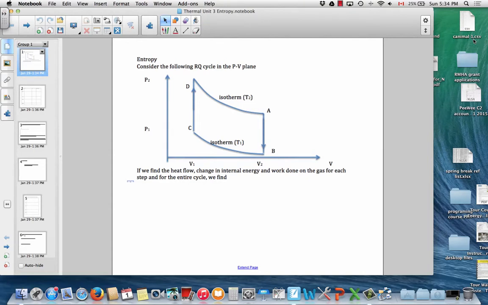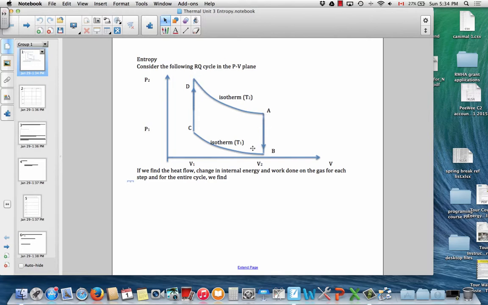All right, so our next unit of study is about entropy and the second law of thermodynamics. Let's start by considering a reversible and quasi-static process, a cycle in the PV plane. So we'll start at A. There's an isochoric process, an isothermal, another isochoric, and then we're back again to point A.